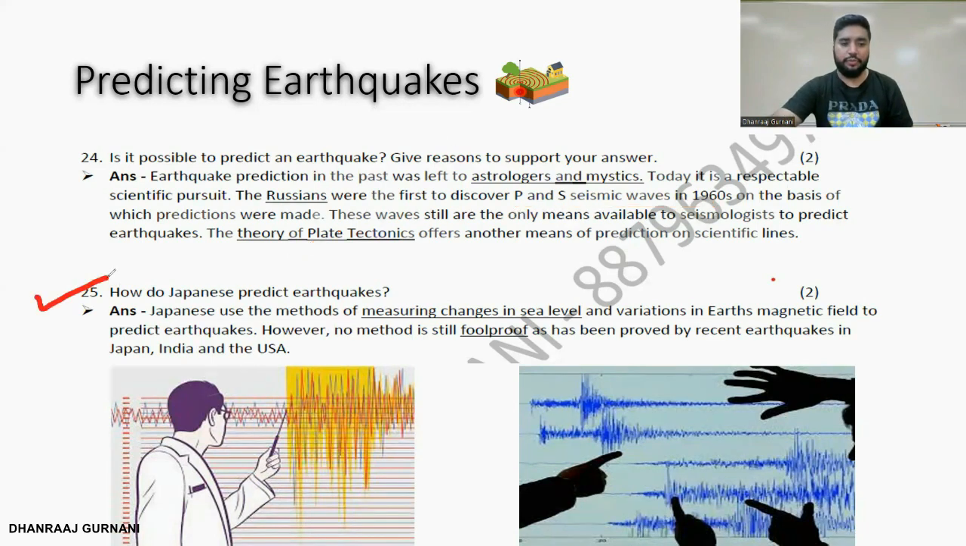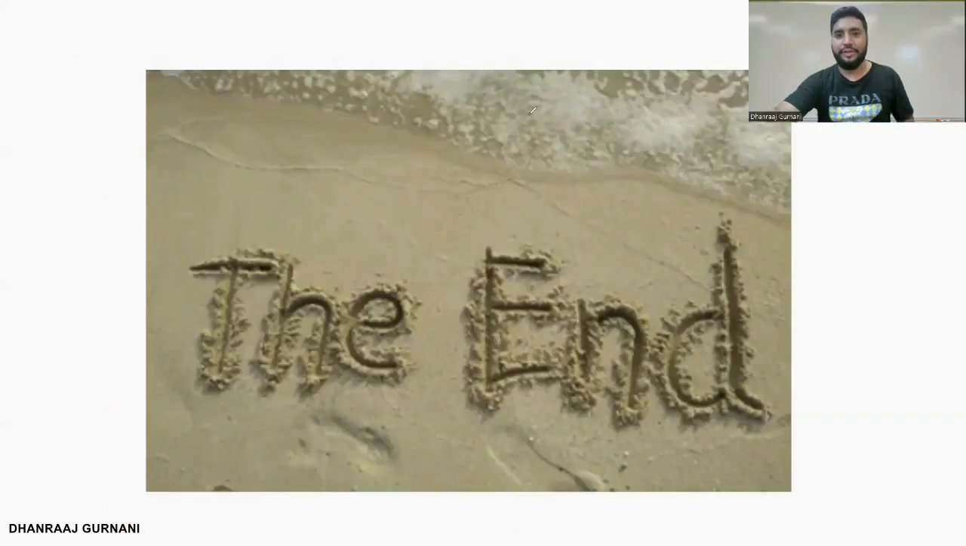Final question, question number 25. How do the Japanese predict earthquakes? Japanese use methods of measuring changes in sea level and the variations in Earth's magnetic field. To predict earthquakes, however, no method is still foolproof, as has been proved by recent earthquakes in Japan, India, and USA. This brings us to an end of the chapter.